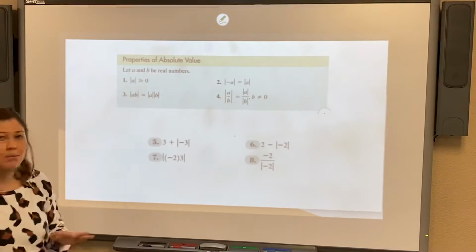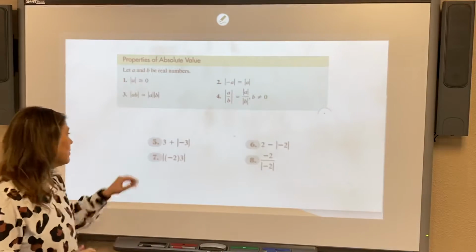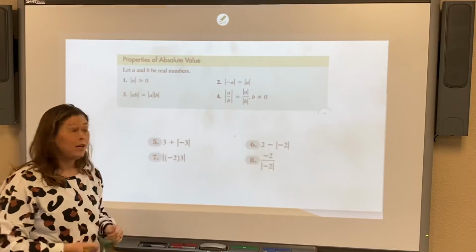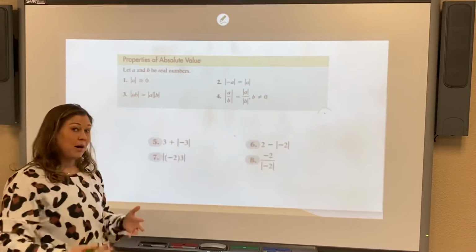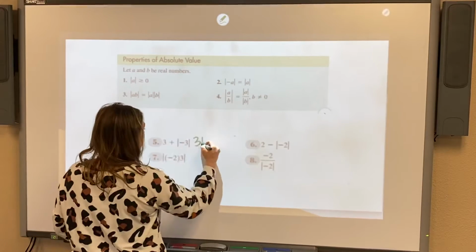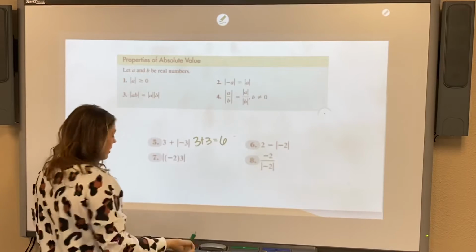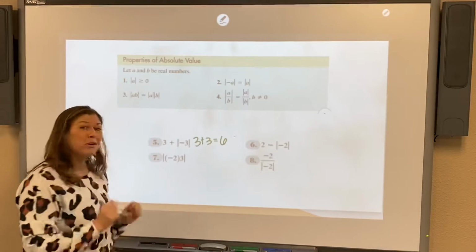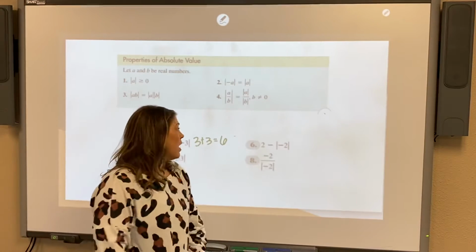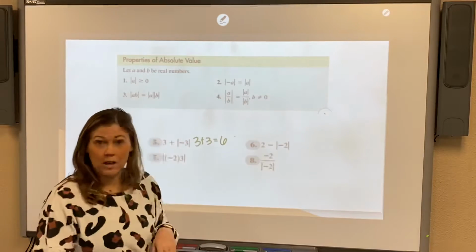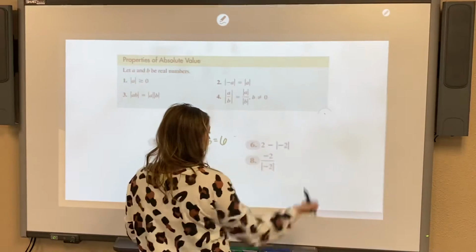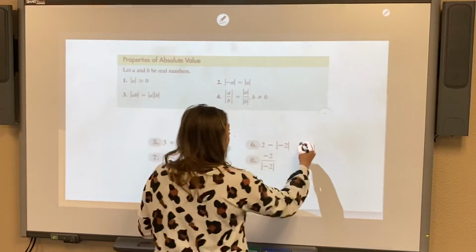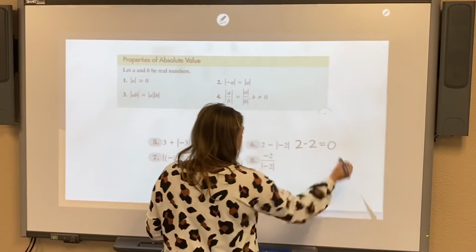So just a couple examples. I'm not going to take a lot of time on these, but 3 plus the absolute value of negative 3. The absolute value of negative 3 is a positive 3, so this would just be 3 plus 3, which equals 6. Okay, I'm going to use a darker color. I hope that you guys can see this video a little bit better. 2 minus the absolute value of negative 2. Again, the absolute value of negative 2 is positive 2, so that would be 2 minus 2, which equals 0.